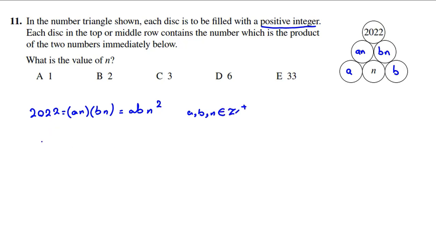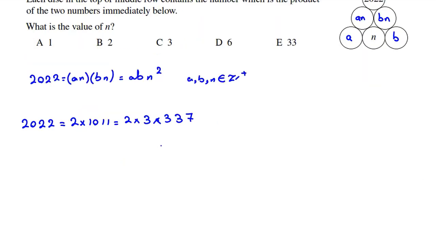So now let's try to factorize 2022, because we should write it as ab times n squared. It's 2 times 1011. 1011 is a multiple of 3, so it will be 3 times 337. If we check, we will see that 337 is a prime.